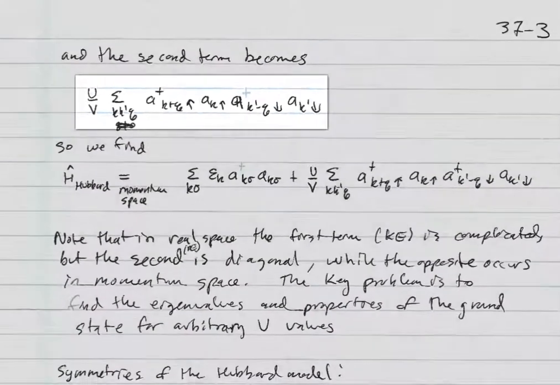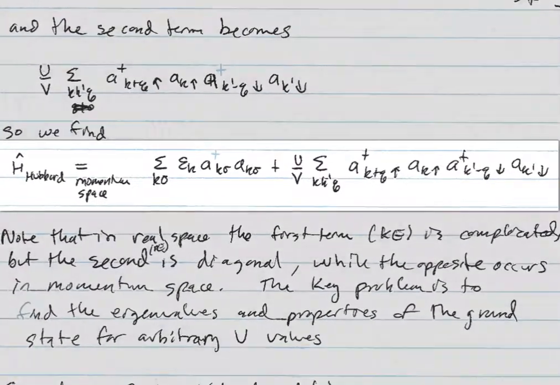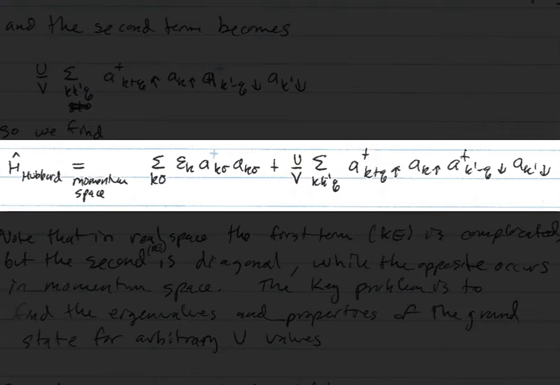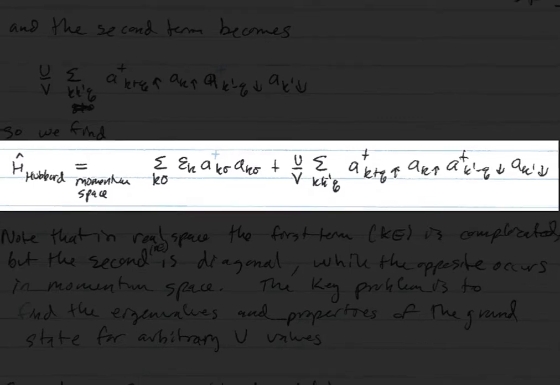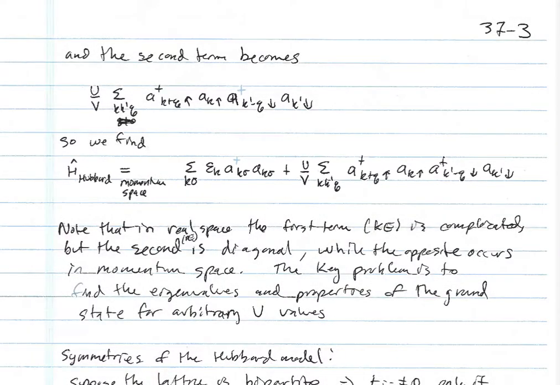And now when we put them both together in momentum space, we get sum over k sigma epsilon k, a dagger k sigma, a k sigma plus U over V, sum over k, k prime, q, a dagger k plus q up, a k up, a dagger k prime minus q down, a k prime down. And you see in this case, the hopping term is now diagonal, but the interaction term becomes off diagonal because it involves a coupling between different k vectors.